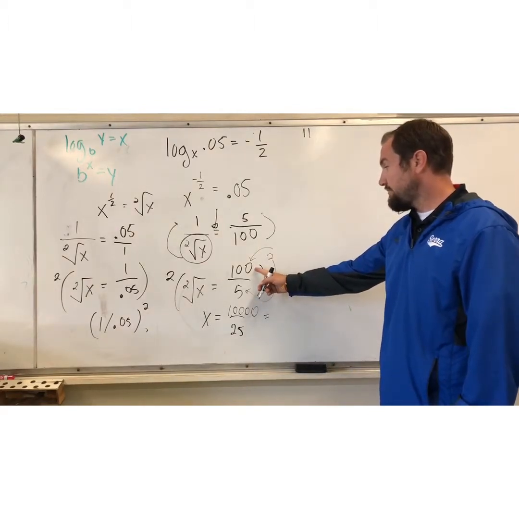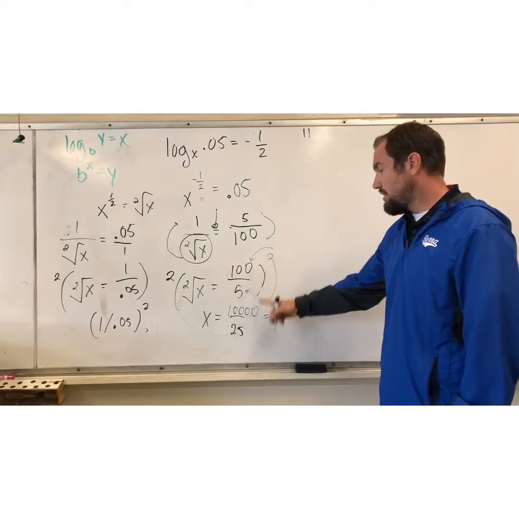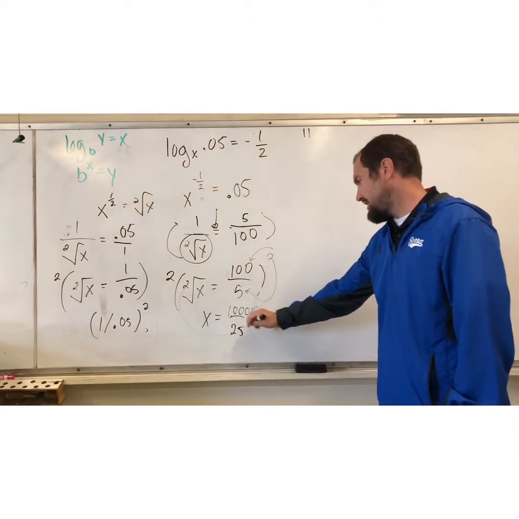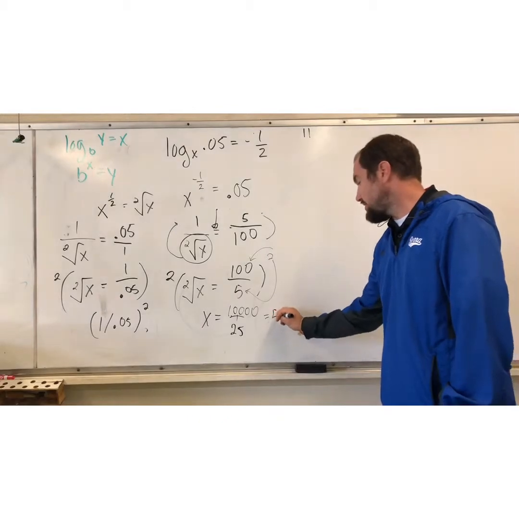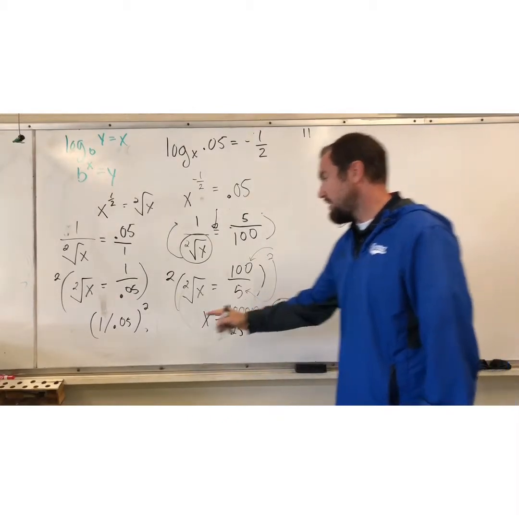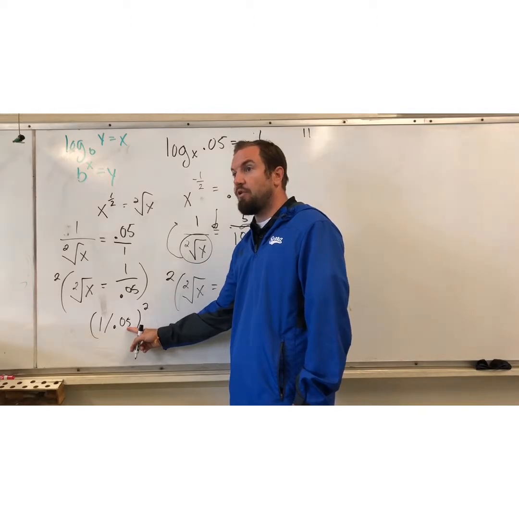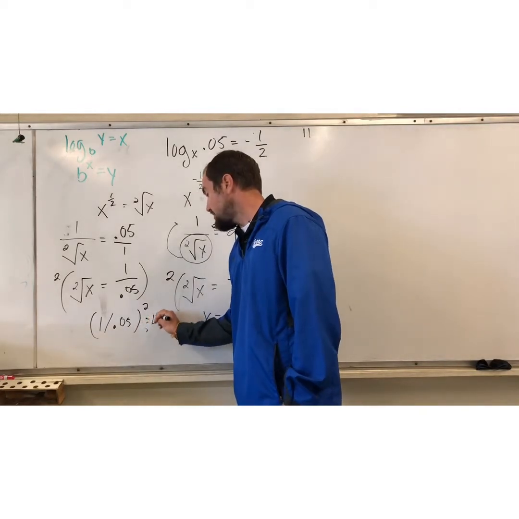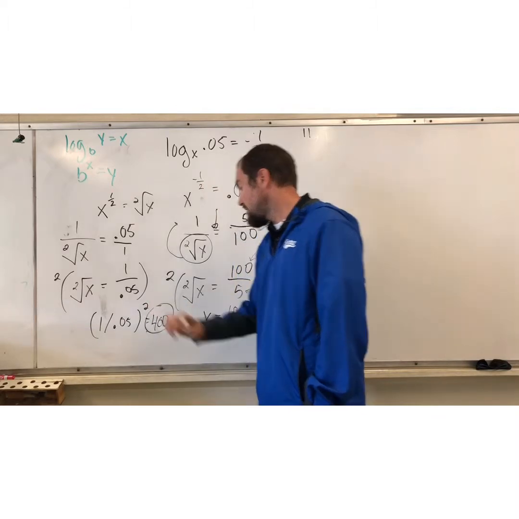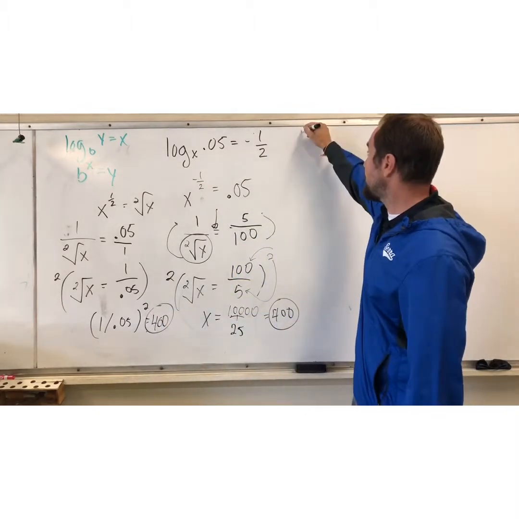So, what do we get? 10,000 over 25. That's 400. And what do you get when you get 1 divided by 0.05? You get 400, and this also equals 400.